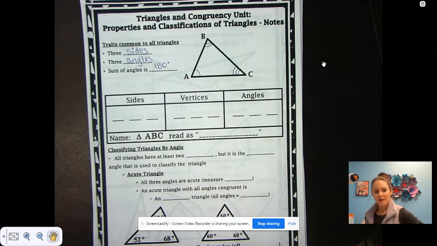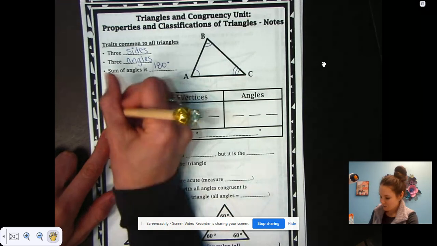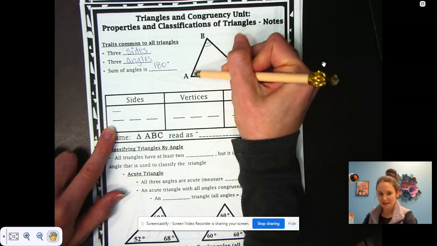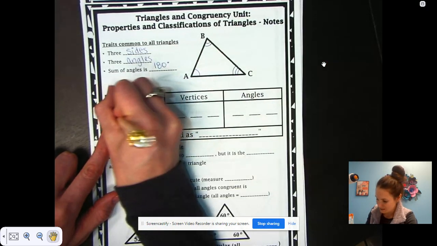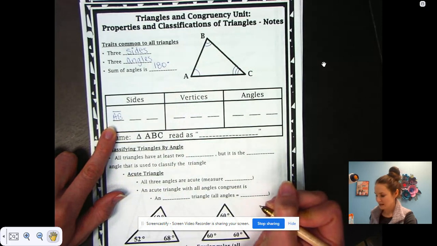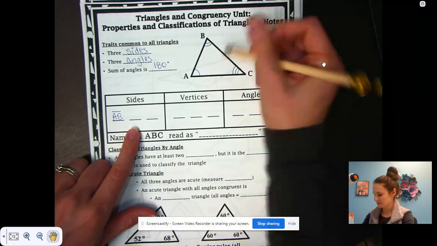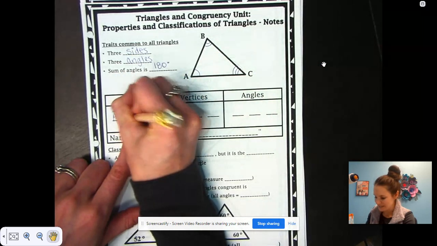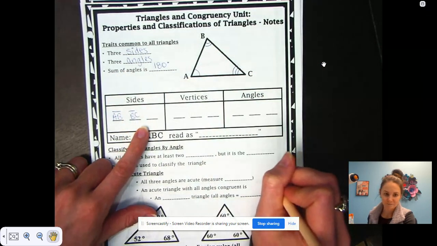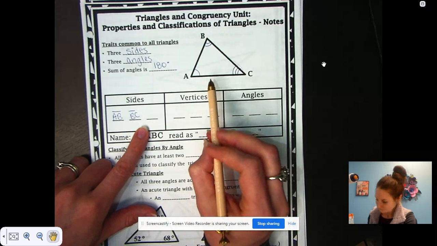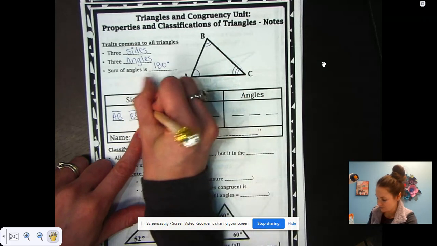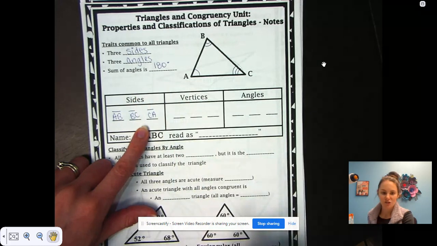When I'm writing sides, I'm going to use a line on the top to signify that. This right here is a side. This is side AB. Another side is side BC. The last side, this one right here, I can either name AC or CA. It doesn't matter which way I put it, making sure I have that label on the top.